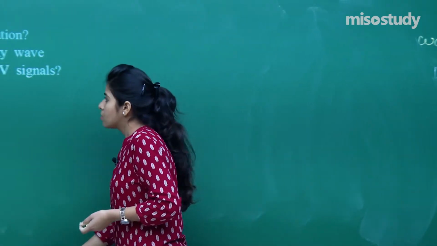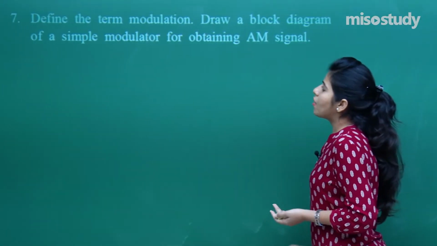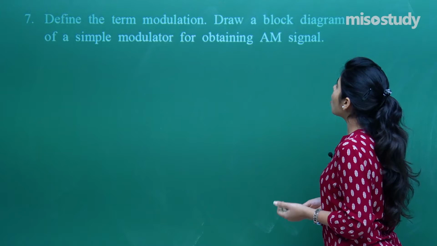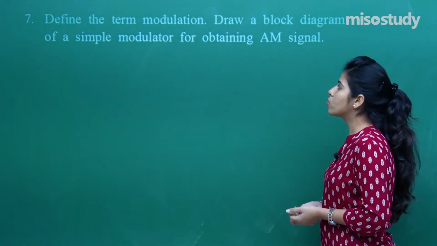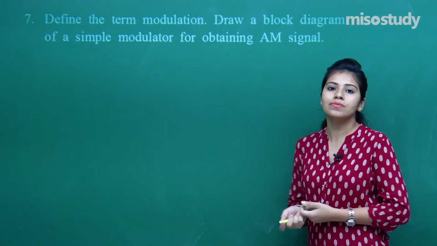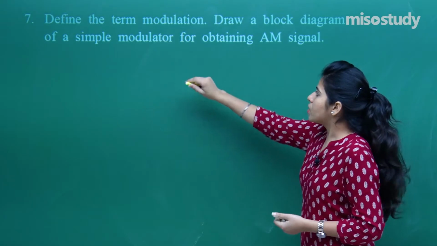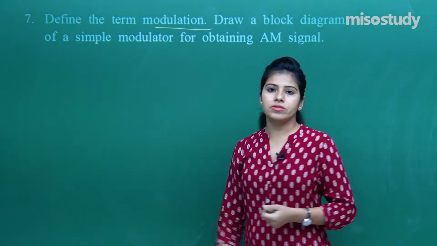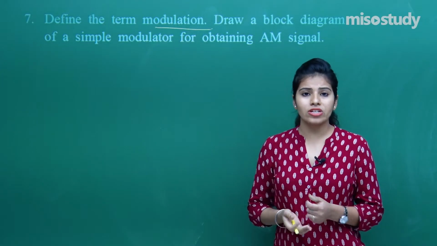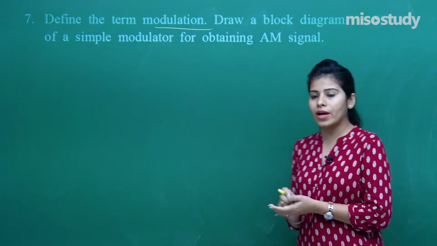Okay. So the next question says, define the term modulation, draw a block diagram of a simple modulator for obtaining AM signal, amplitude modulated signal. So firstly we have to define the term modulation. Can you tell me the word modulation? I told you number of times.